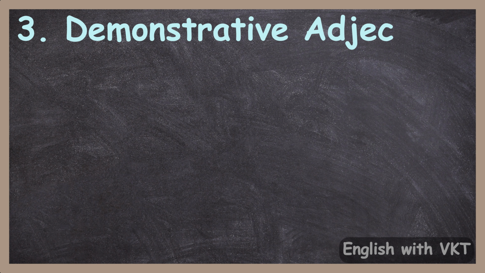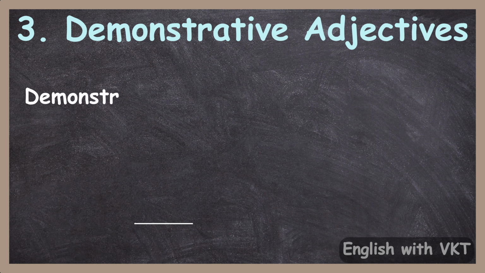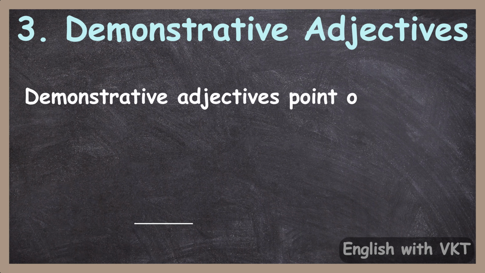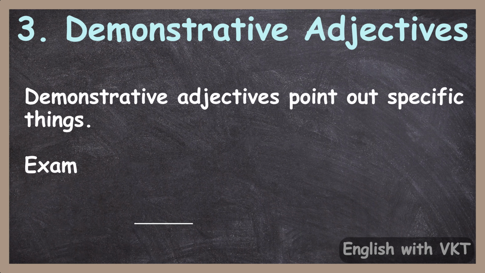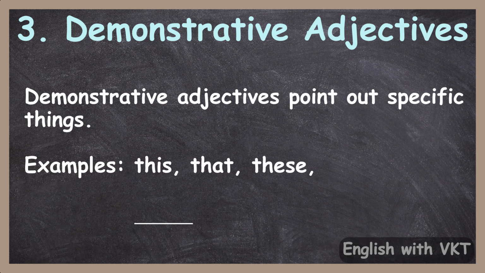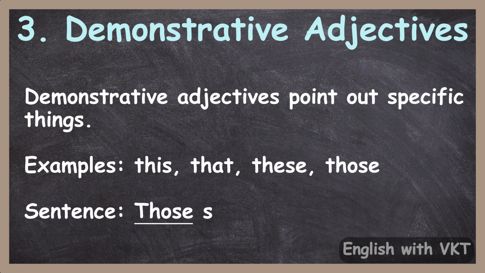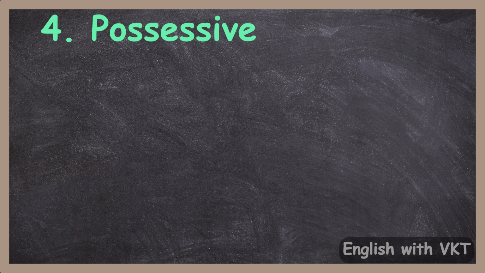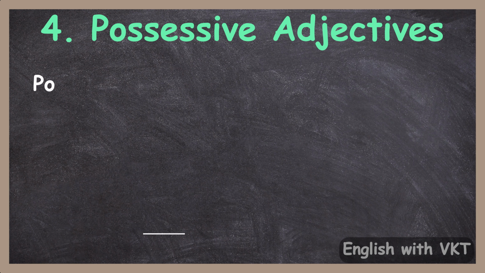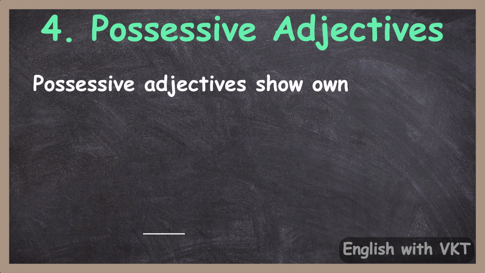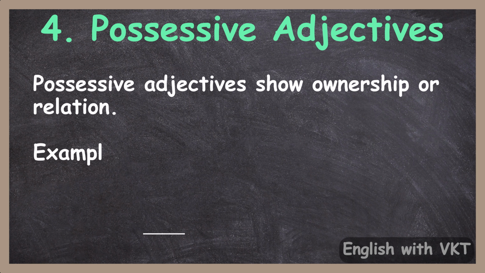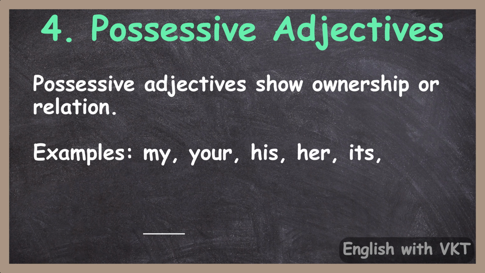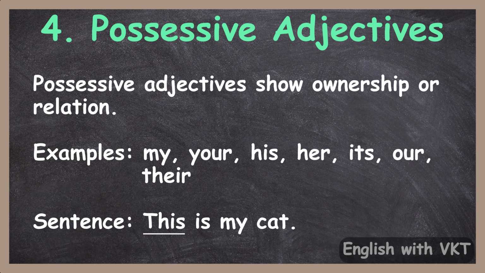3. Demonstrative adjectives. Demonstrative adjectives point out specific things. Examples: this, that, these, those. Sentence: those shoes are new. 4. Possessive adjectives. Possessive adjectives show ownership or relation. Examples: my, your, his, her, its, our, their. Sentence: this is my cat.